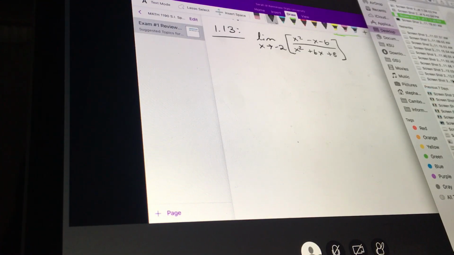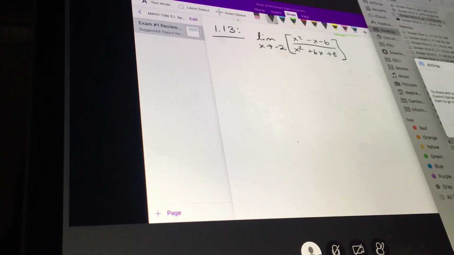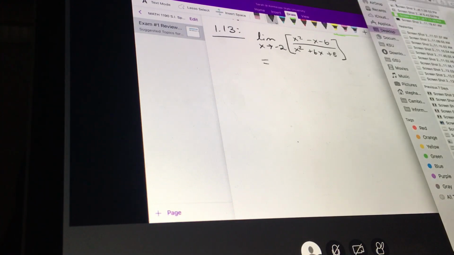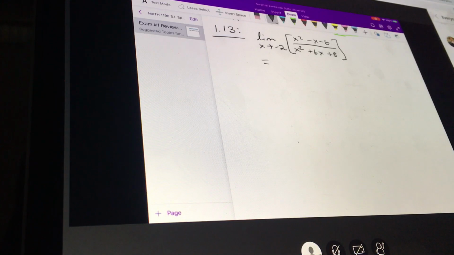Do you guys remember? I'm sure you guys remember how to factor, but how confident are you guys? I'm pretty confident, I hope. Very, that's good. A little confident. Very. All right, so mostly confident.